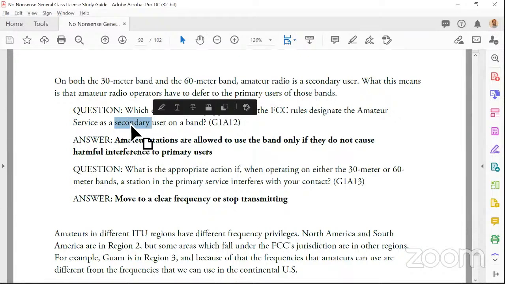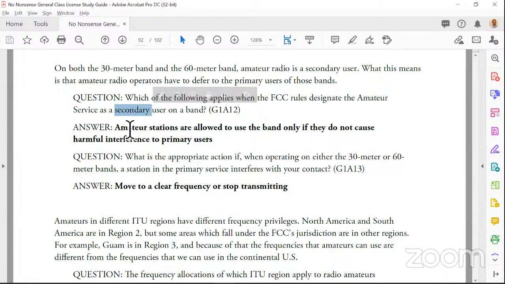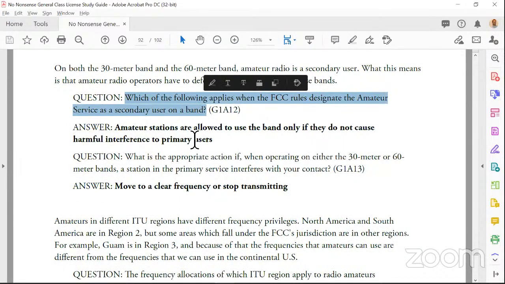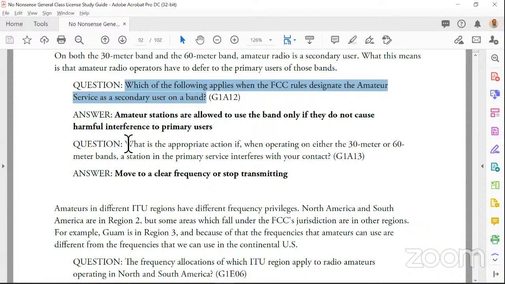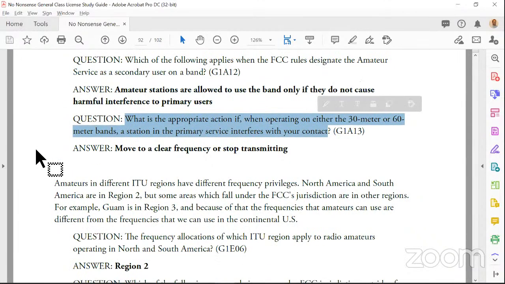So that's the difference when you are primary versus secondary. When you're secondary, you have to accept harmful interference, and you may not yourself cause any harmful interference. So let's go with the answer. The answer is amateur stations are allowed to use the band only if they do not cause harmful interference to the primary users. So if you're communicating on a band where you're secondary, and a primary user service that has primary access to that band comes up, you either give way, you change frequency, or you stop using it altogether. That's what you do, which is, I guess, the answer to the next question.